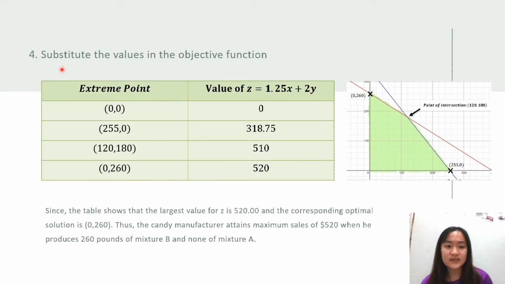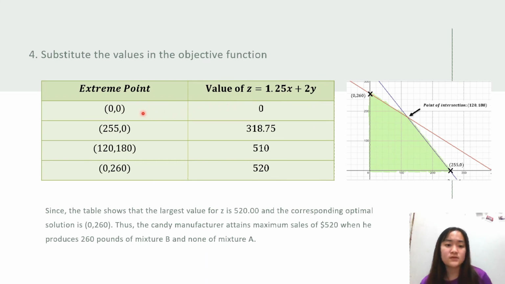For the last step, we will substitute the values into the objective function. We already know all the extreme points of the graph, which are 0, 0, 255, 0, 120, 180, and the last one is 0, 260. So to find the value of z, we will substitute all the x values and y values into the z function, and we will get the value of z.